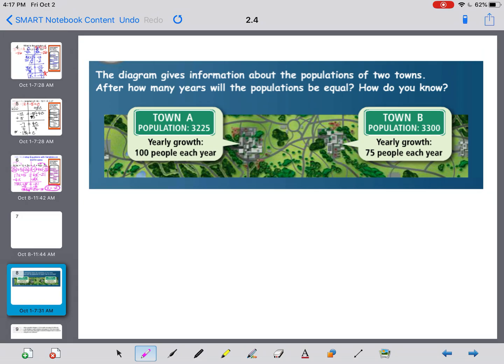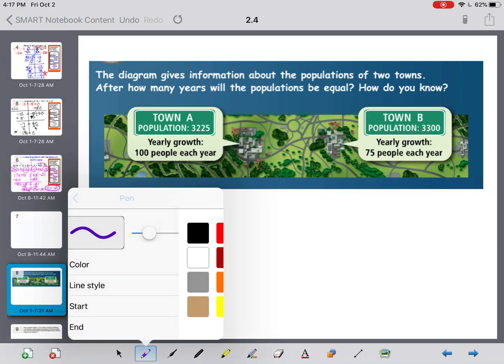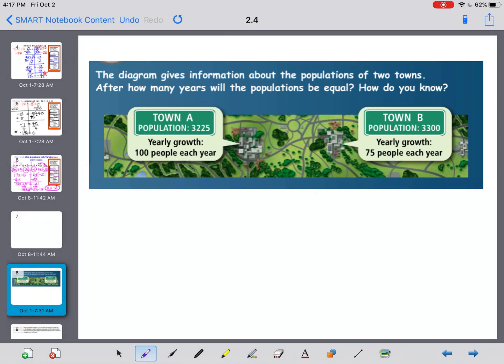All right, this diagram gives information about the populations of 2 towns. After how many years will the populations be equal, and how do you know? All right, we need to write an equation for each one. So town A started with 3,225. Each year they're growing, so we're adding 100 people for however many years we count. So 100 times x.